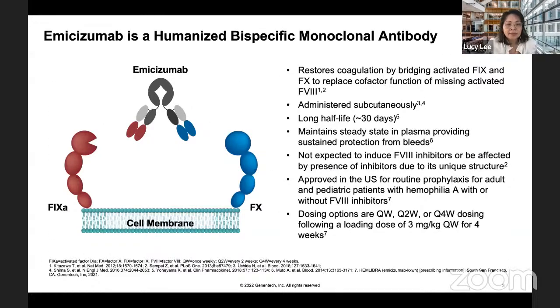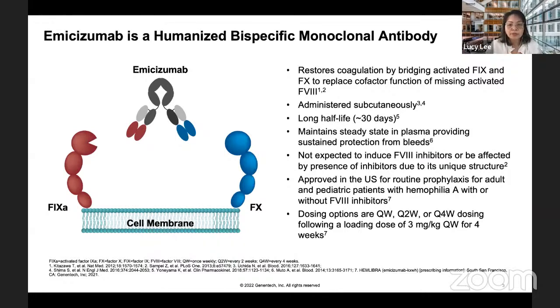Just a quick background, Emicizumab is a humanized bispecific monoclonal antibody, and it really just replaces the cofactor activated factor VIII in mediating the 10-ACE reaction and restoring the coagulation cascade. It is administered subcutaneously, and like monoclonal antibodies, it has a long half-life, in this case out to about a month. It is maintained in steady state and demonstrates steady state concentrations in plasma that we'll show later. And because it is structurally not the same as factor VIII, it is not expected to induce factor VIII inhibitors, nor is it sensitive to effects of factor VIII inhibitors, which is why it's approved for use both in patients with inhibitors as well as without inhibitors.